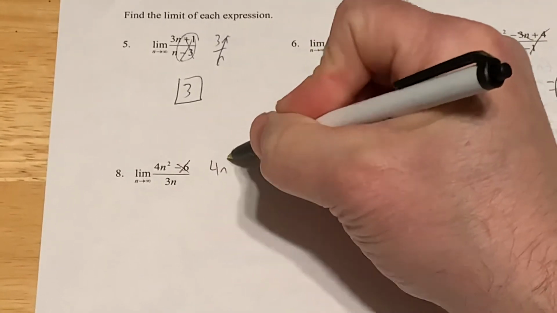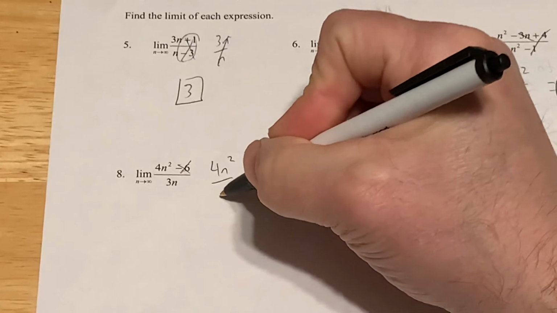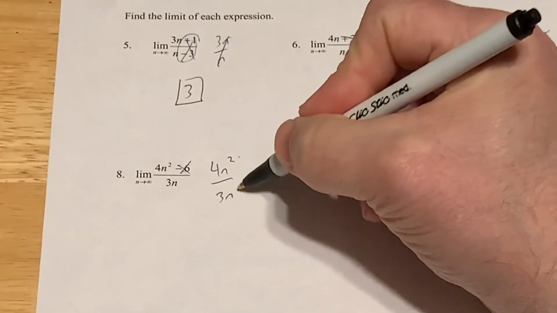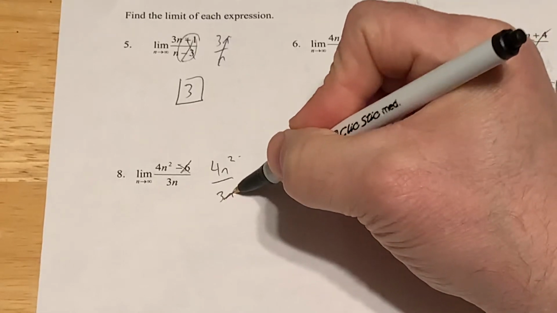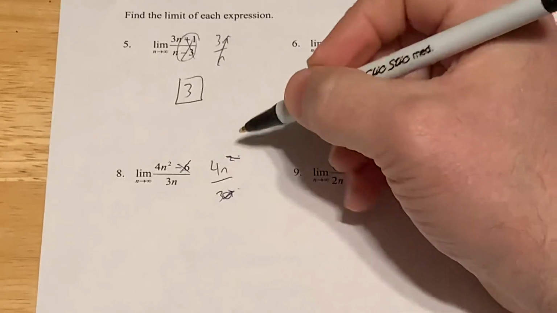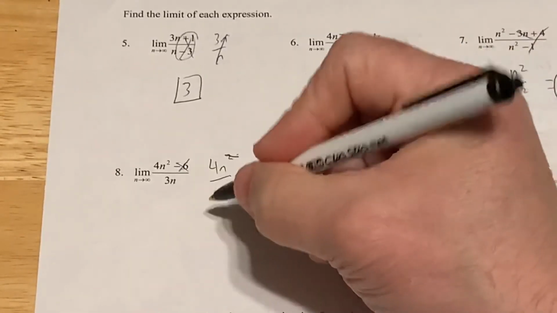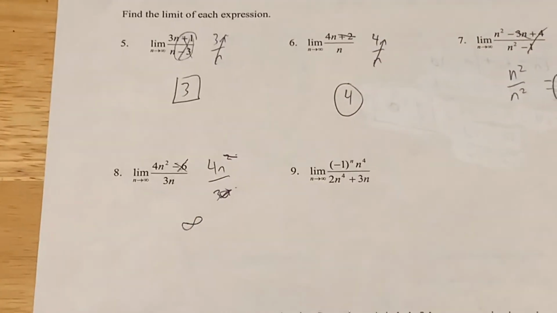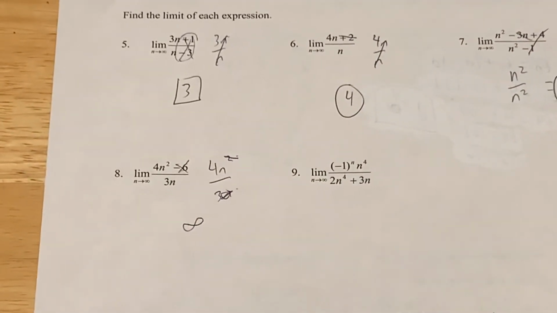So this will head towards whatever 4n squared over 3n reduces to. And this is where we look and we see that basically it's 4n over 3, or 4 infinities over 3. This is going to be unbounded. So there is no limit. It will keep going on up towards infinity.